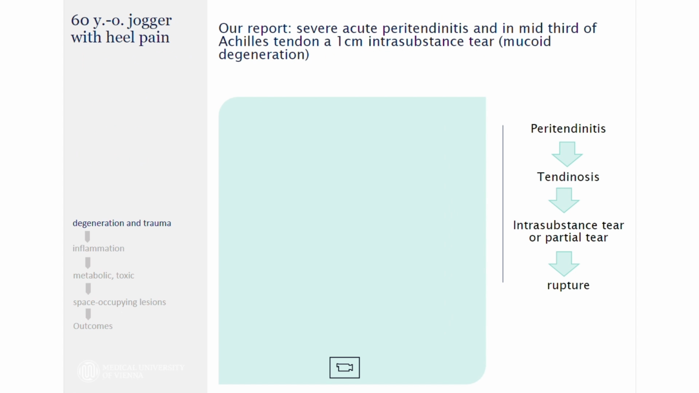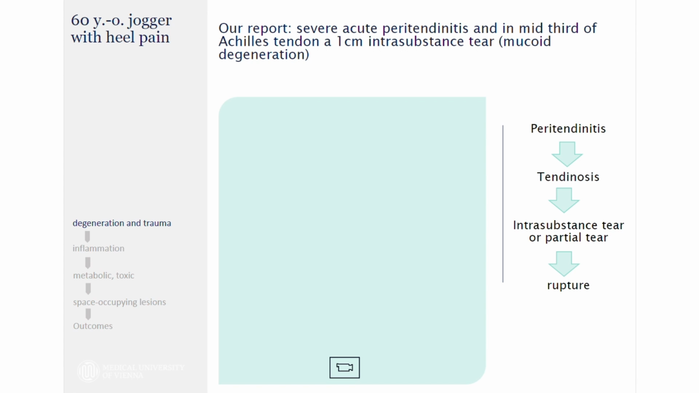Here you see such a patient, a 60-year-old jogger with heel pain. And you see again the concept. First, we have peritendinitis. Secondly, we have tendinosis with thickening of the fibers. Here, with an intrasubstance tear, you may also refer to it as a mucoid degeneration. So it's a question of definition, and there is no general agreement on what to call it. And then the next point would be a real rupture.